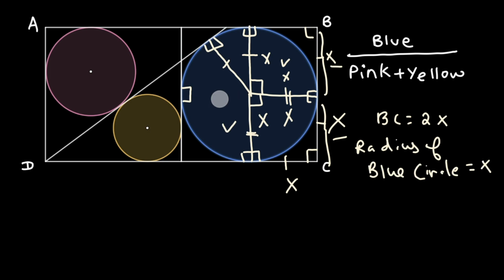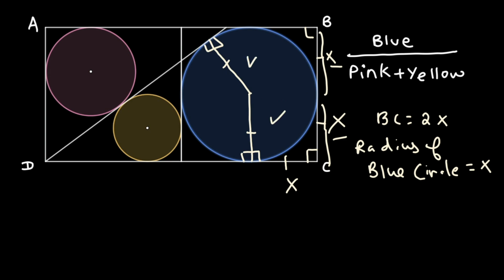Okay, now these things are no more needed. They were just there to help us find the side length of the square in terms of the radius of the blue circle. Now you may see I have kept these two radii that are perpendicular to the tangent points. Now what I will do is I will simply draw a line segment from this point D to the center of the blue circle.